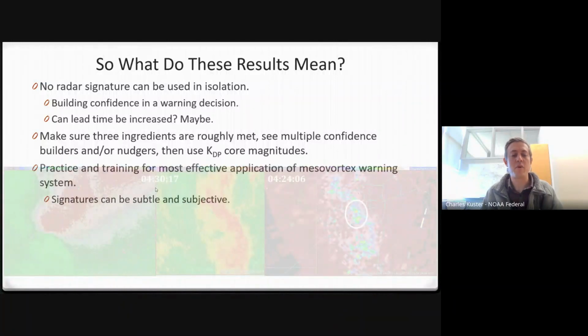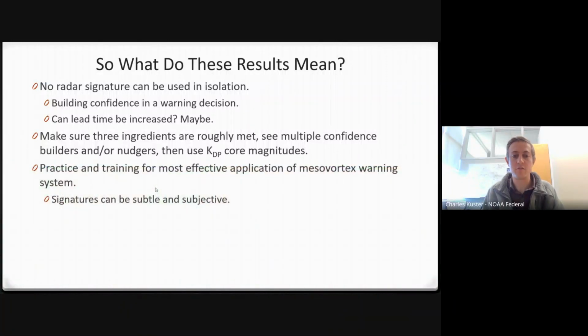And then I think that practice with WES cases or some kind of training is going to be most effective for application of the mesovortex warning system, including these dual-pol signatures, just because there is some subtlety and subjectiveness to a lot of these radar signatures.